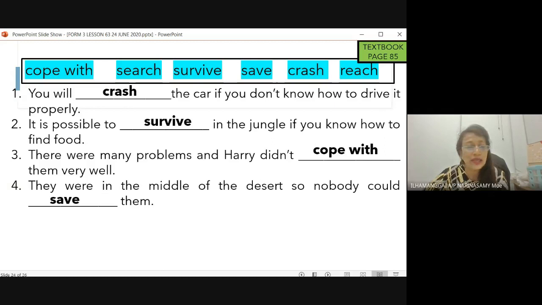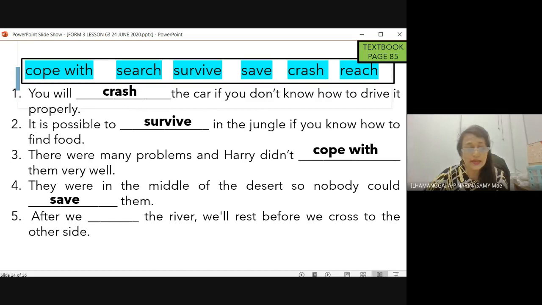I'm too old to follow your pace. After we, yes, reach the river, we'll rest.